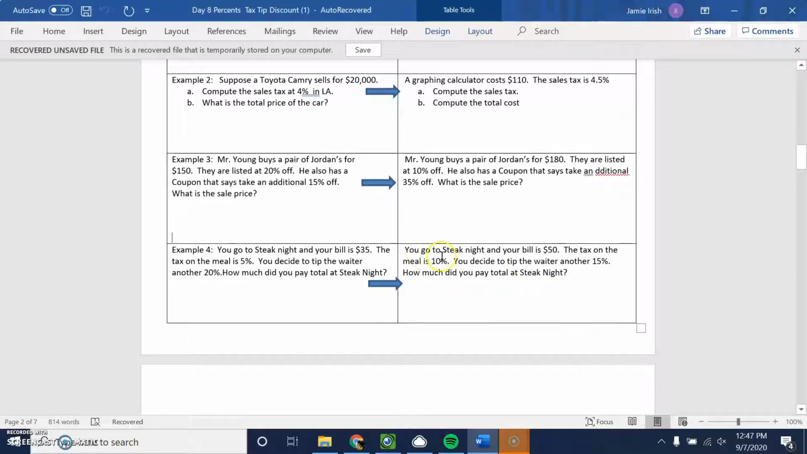All right, next one. You go to steak night, and your bill is $50. The tax on the meal is 10%. You decide to tip the waiter another 15%. How much did you pay at steak night? You do this one, pause the video, ready, set, go.